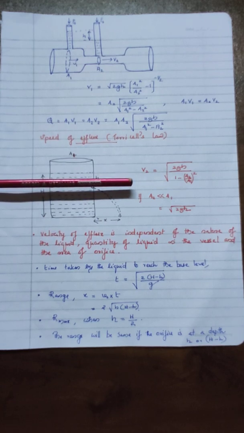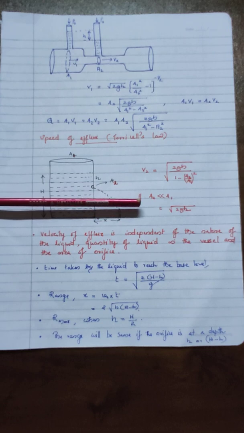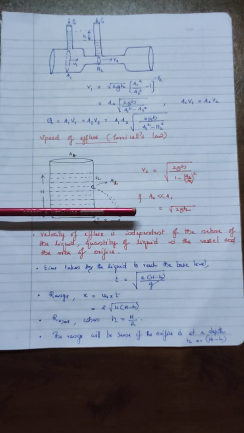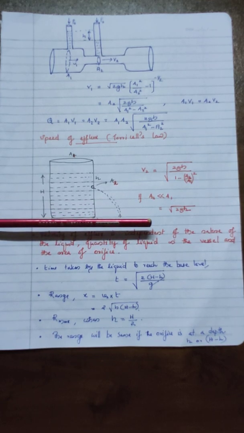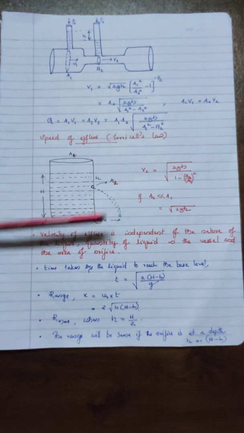But in the usual cases we use the formula root 2gh. It is an assumption that the orifice area is very much less compared to the area of cross section of the container, so A2 is very much less than A1, and we carry the formula as root 2gh. The velocity of efflux is independent of the nature of the liquid, the quantity of liquid in the vessel, and the area of the orifice, if you take that consideration.